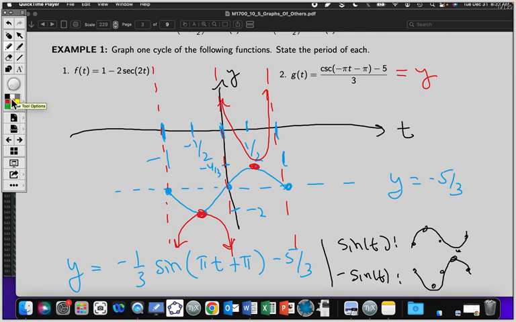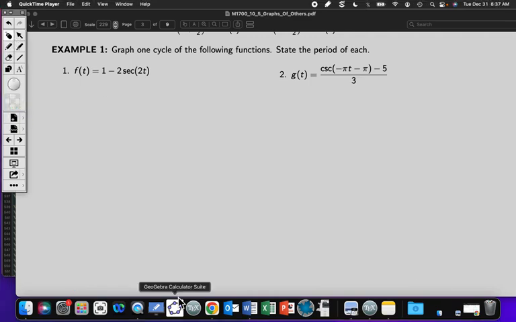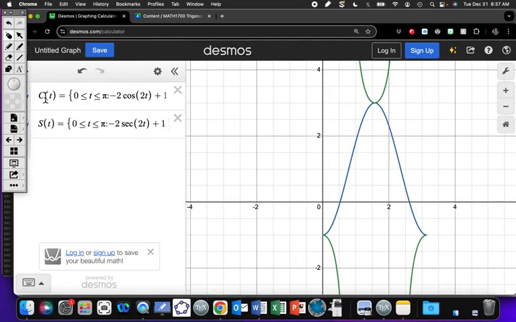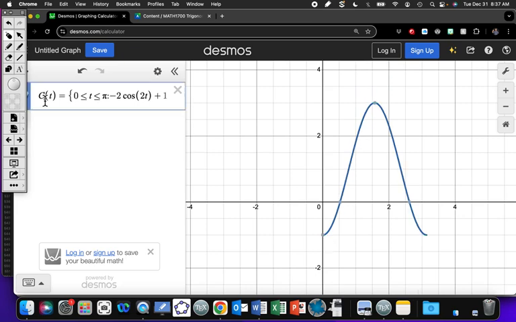And so we can check to see that this tracks on Desmos. So let's change it up a little bit. We'll call it S of t for sine of t. We're going to go from -1 to 1. I went a little too far there.